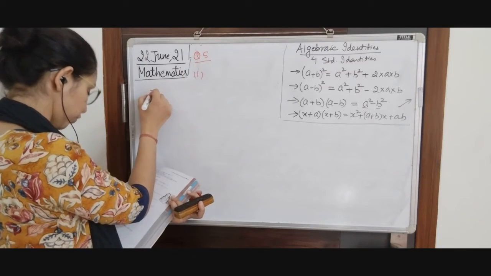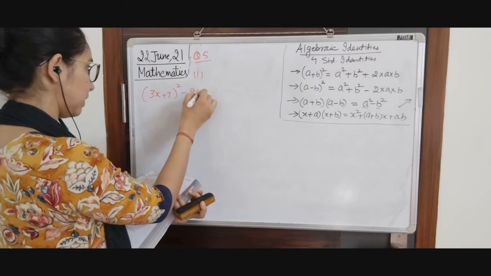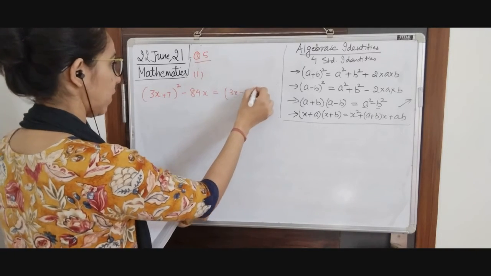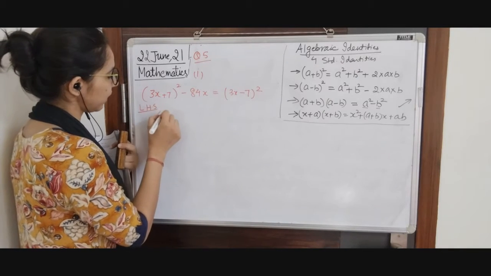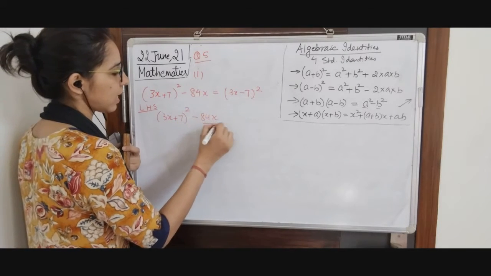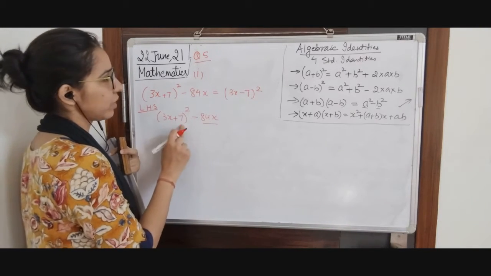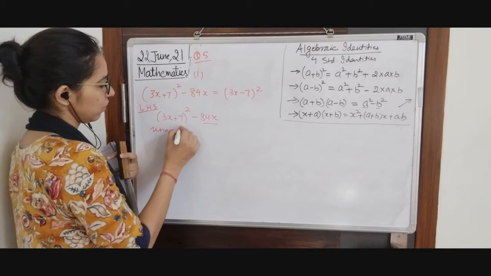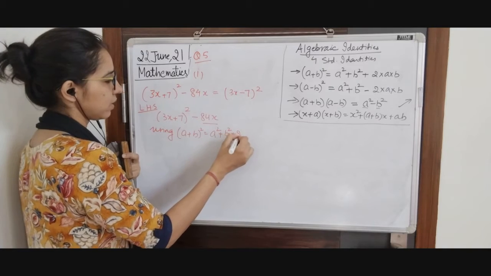In the first part we have to show that (3x plus 7) whole square minus 84x equals (3x minus 7) whole square. We are going to do this part step by step, so we know what steps we have to write in the exam. We start with left hand side: (3x plus 7) whole square minus 84x. This term we don't have to simplify further, but this term we can simplify using the first identity: (a plus b) whole square is equal to a square plus b square plus 2ab.